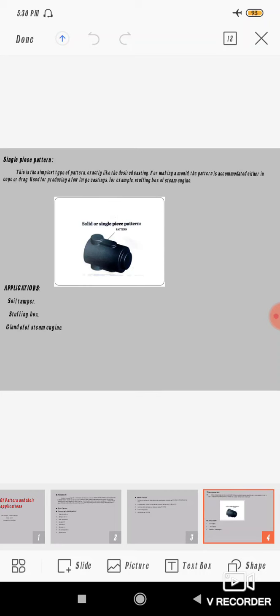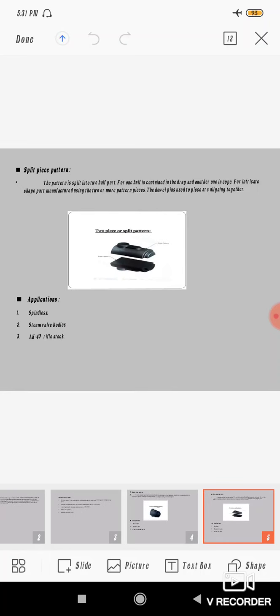So, types of pattern. First pattern is single piece pattern. This is the simplest type of pattern, exactly like the desired casting. For making a mold, the pattern is accommodated either in cope or drag, used for producing a few large castings. For example, stuffing box of steam engine. So this is a picture of single piece pattern. Applications: soil rammer, stuffing box, and last is gland of steam engine.